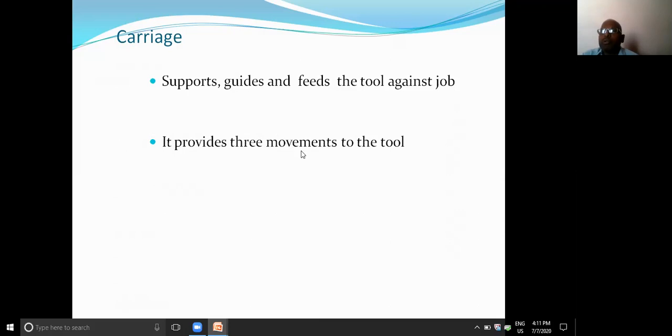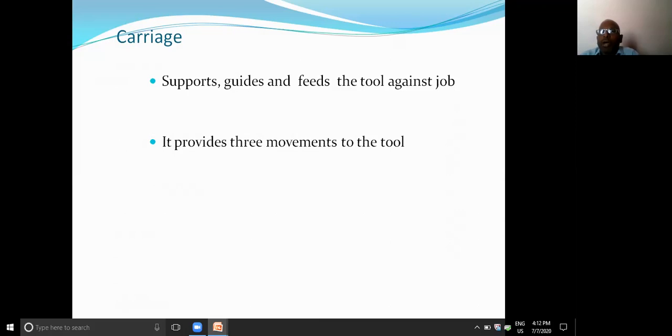Suppose the cutting tool is supposed to move in an inclined position, that means in order to produce taper turning operations. In that condition, by rotating the compound rest, the cutting tool may move in the inclined position. That means, simply, whenever the cutting tool moves parallel to the axis of the job, by arresting the movement of the cross slide and compound rest, only the carriage is supposed to move. That means the cutting tool moves parallel to the job.